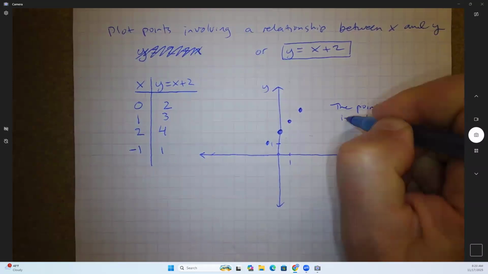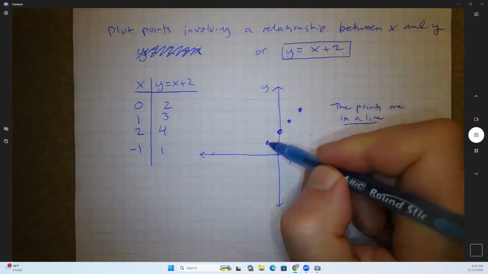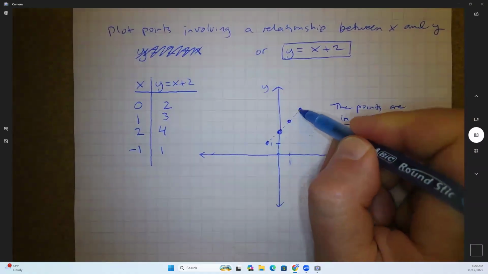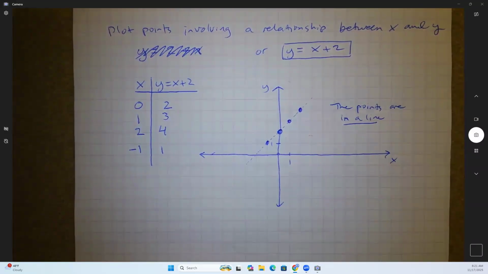And notice that these points are in a line. I could connect them with the single line that's going to go through all of these points.